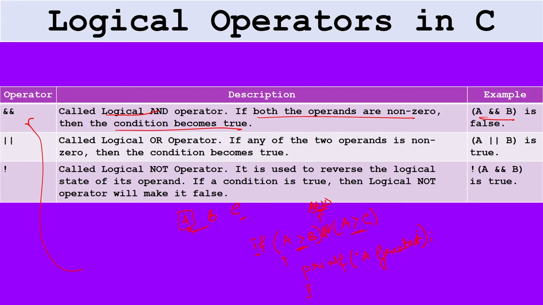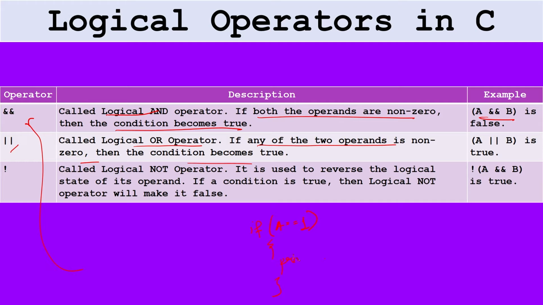Now let's come to the next one, that is the OR operator, the logical OR operator. If any of the two operands is non-zero, then the condition returns true. Now what does this mean? Suppose we have to check if A is equal to 1 or B is equal to 1, any one. So how will we do it? We will do like this. If A equal to 1, then also we are accepting it as output. Then it is also correct output.